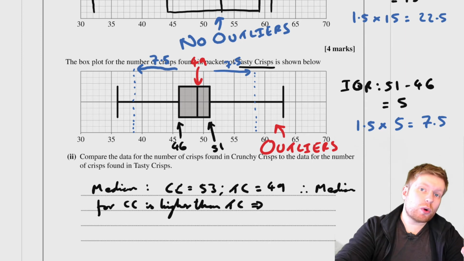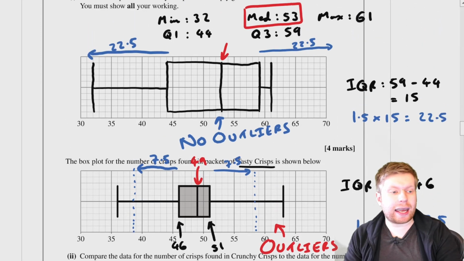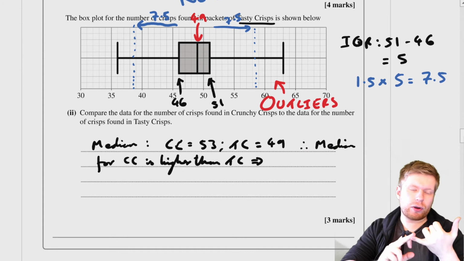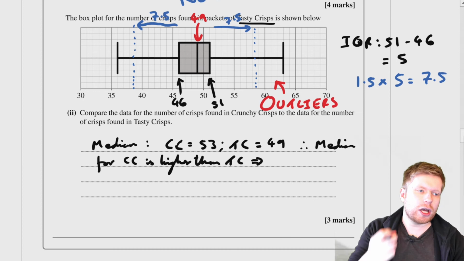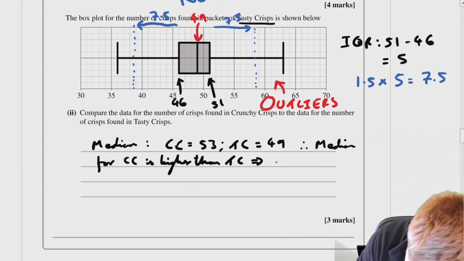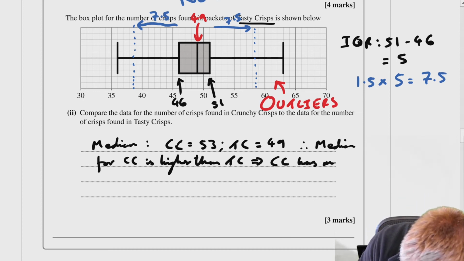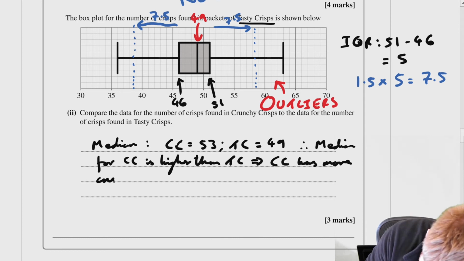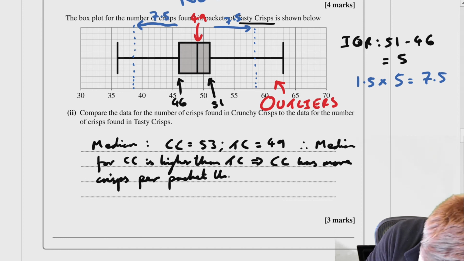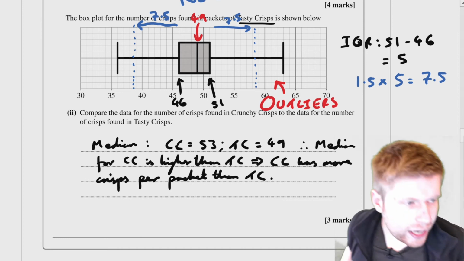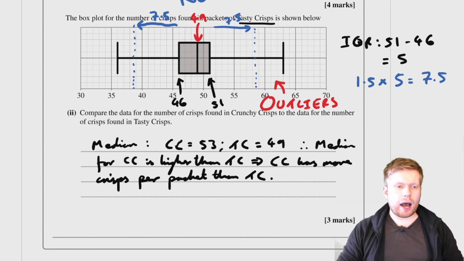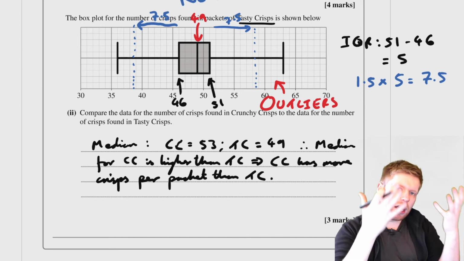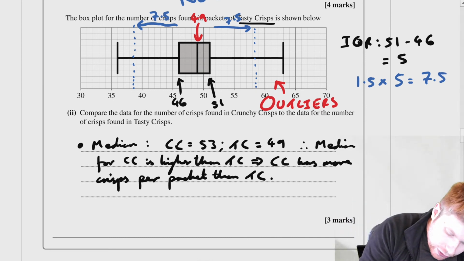Well, just remember, the median is talking about the average number of crisps, in this case, per packet. So therefore, because the median for Crunchy Crisps is higher than for Tasty Crisps, it means that there are more crisps per packet on average for Crunchy Crisps. Okay, so that implies that Crunchy Crisps has more crisps per packet than Tasty Crisps. Okay, so always make sure you put it in context. It's not just enough to say, this is the median value, this is higher, and then leave it at that. You need to always put it in context with the scenario you're dealing with. So that was our measure of central tendency.